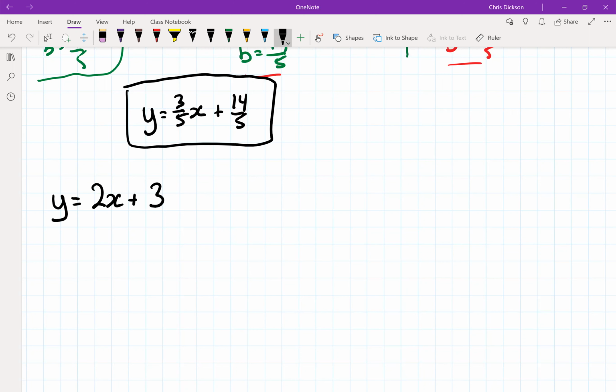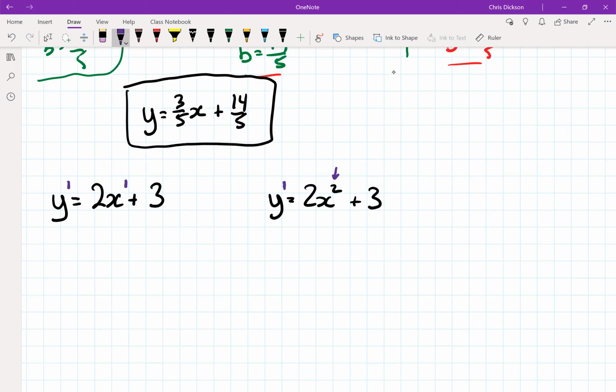But how do you know it's a line? Like, what if I wrote this? 2x squared plus 3. So what is it about these two things that produces different shapes here? Well, the one thing you want to look for is the powers on the two variables. Now, normally when we don't write a power in, we assume it to be a 1. So this is y to the 1, and this is x to the 1. Now here, this is y to the 1, but notice it's x to the 2 here.